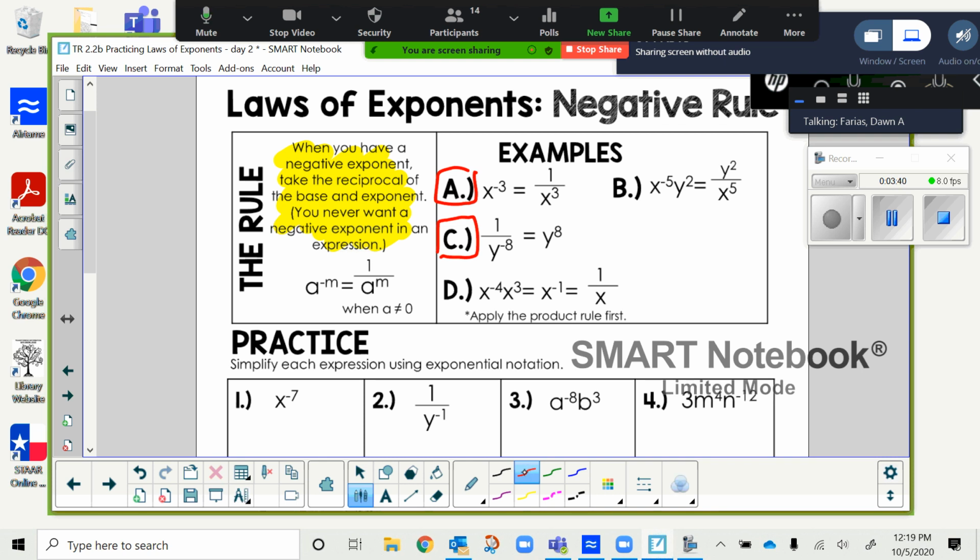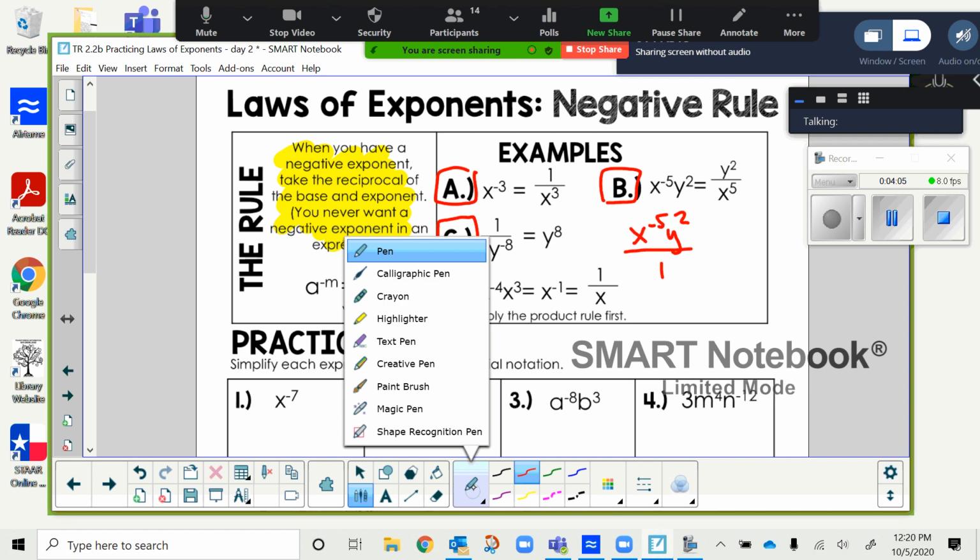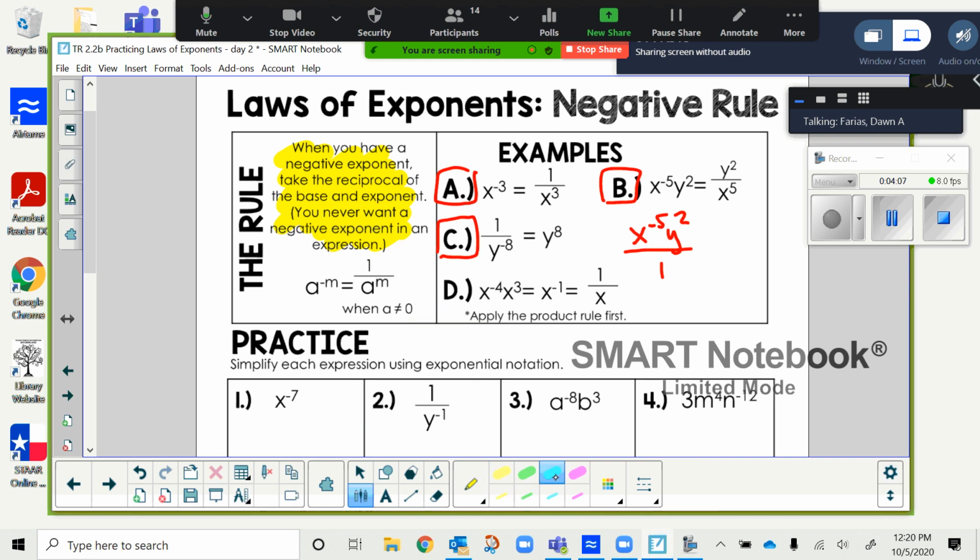So now I'm going to talk about example B. X to the negative 5, y to the 2. So only one of the bases has a negative exponent here. The x does, right? The y has a positive power. So you don't have to move the y to the other side of the fraction. Remember, this is really over 1. The only base I have to push to the other side is this one, because it's the only one with a negative exponent.